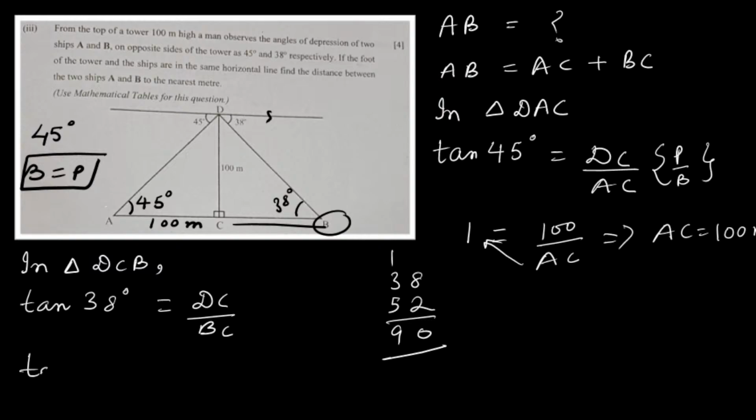So tan 38 we can also write, first of all don't change, so we can write it as tan of 90 minus 52. See, 38 is just a way of writing we have changed. So tan 38 is 100 by BC. Now tan of 90 minus theta is cot theta, so we can write it as cot 52 equals 100 by BC. BC we have to find.